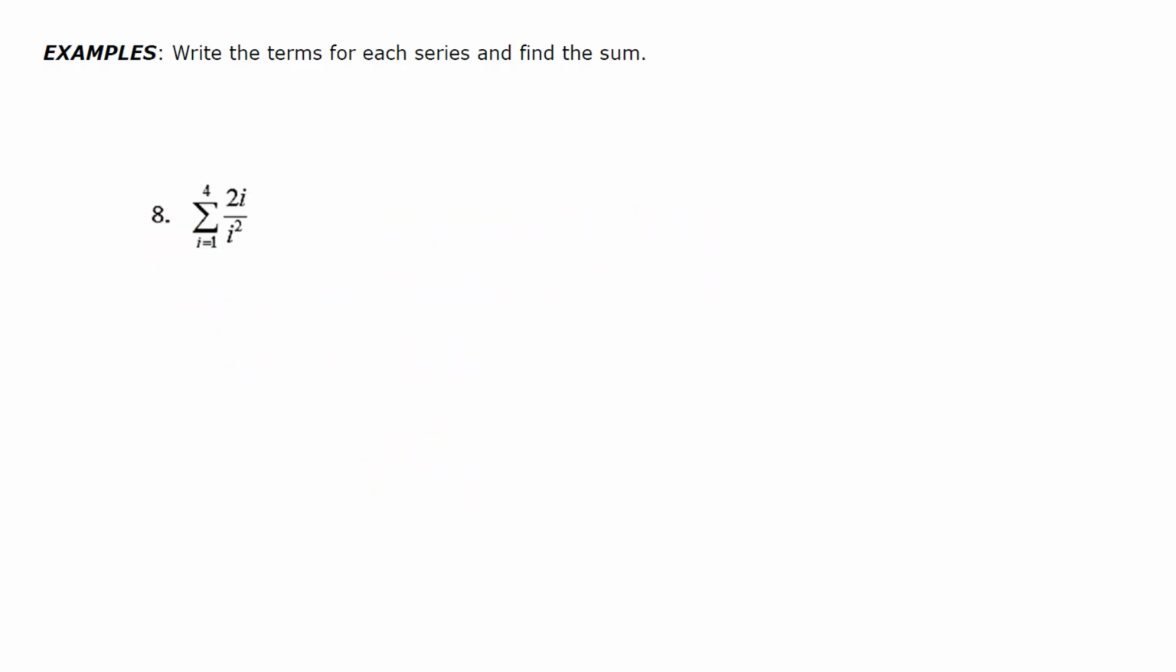Next one. All right, the summation of 2i divided by i squared. We're starting at the first term, number 1, and we're going all the way to 4. So our first term would be represented by 2 times 1 divided by 1 squared. The second term would be 2 times 2 divided by 2 squared. The third term would be 2 times 3 divided by 3 squared. And the fourth term would be 2 times 4 divided by 4 squared.